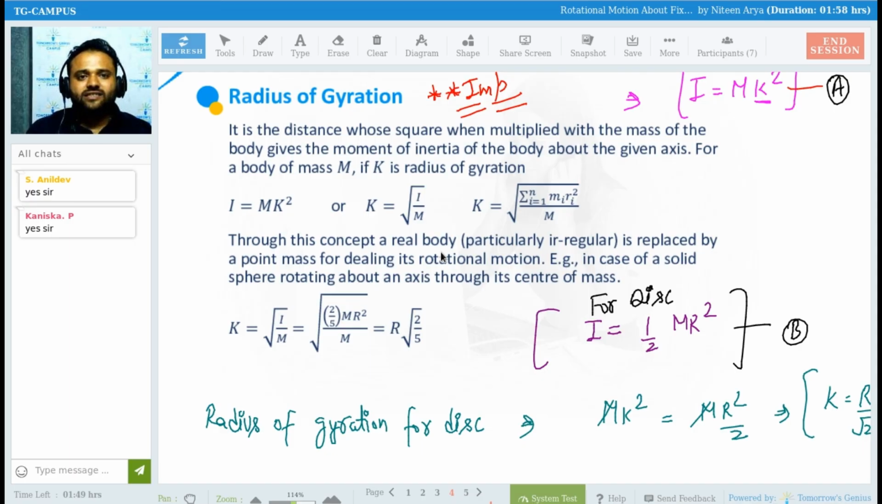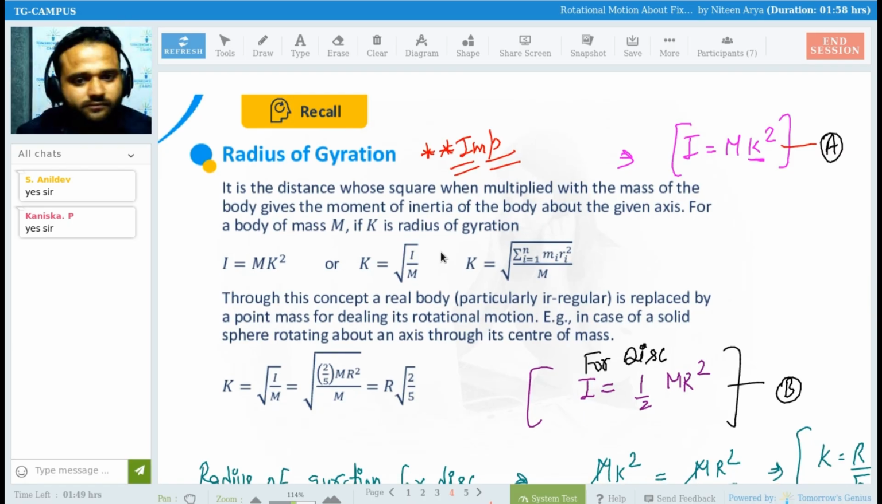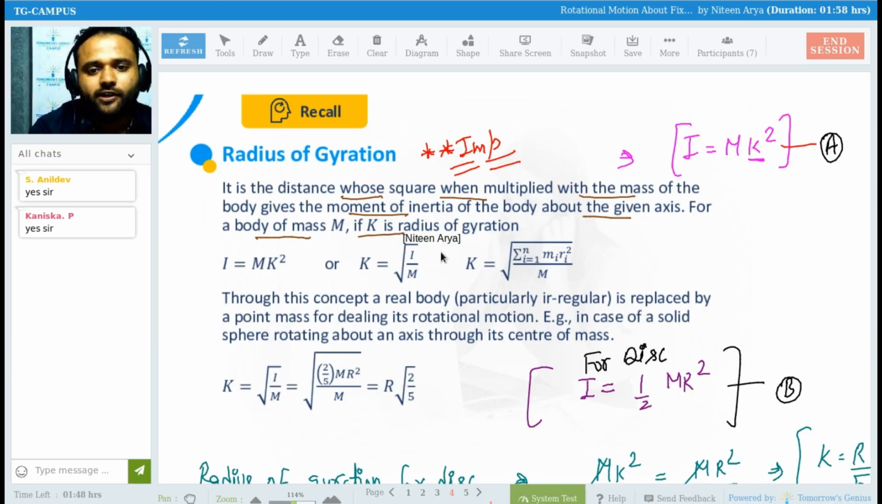So basically it is a general perpendicular distance used to find the moment of inertia. Okay, clear, everyone? And definition-wise, it is the distance whose square when multiplied with the mass of the body gives the moment of inertia of the body about the given axis. For a body of mass m, if k is the radius of gyration, then I equals mk square.